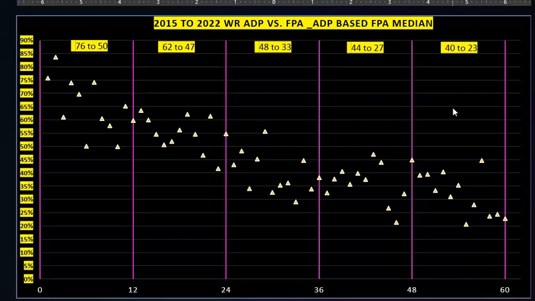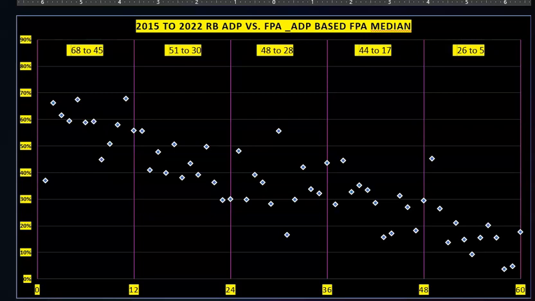So there you go, looking at the wide receivers, kind of the journey. I think it's a really neat way to look at it. Now, you're saying, well, what about running backs? I did the same data for running backs, 68 to 45. That's about 23, so it's about the most variation. Look at the number 1 running back over time. Look at the median.